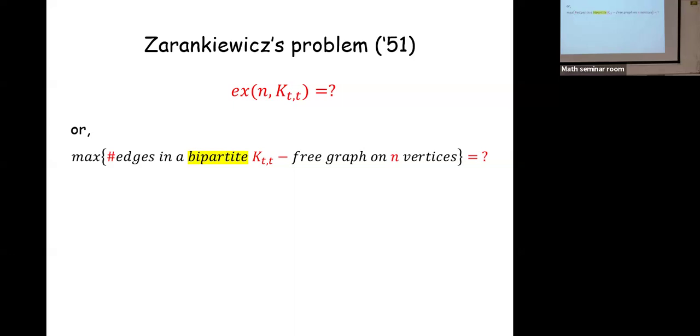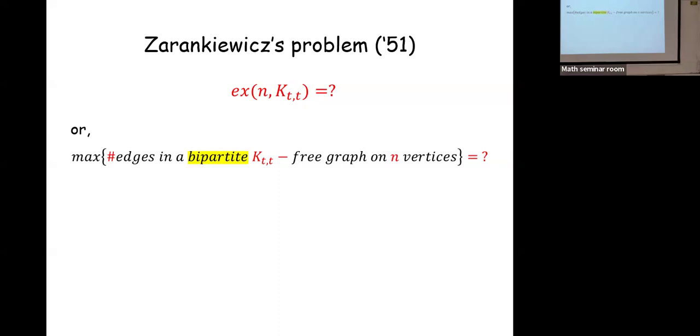Can you see why it is enough to assume that? Why is it enough to only talk about bipartite graphs on n vertices? The reason is that every graph contains a bipartite graph on half of its edges. So if the graph has m edges, it always has a cut, a bipartite subgraph, on half of the edges.